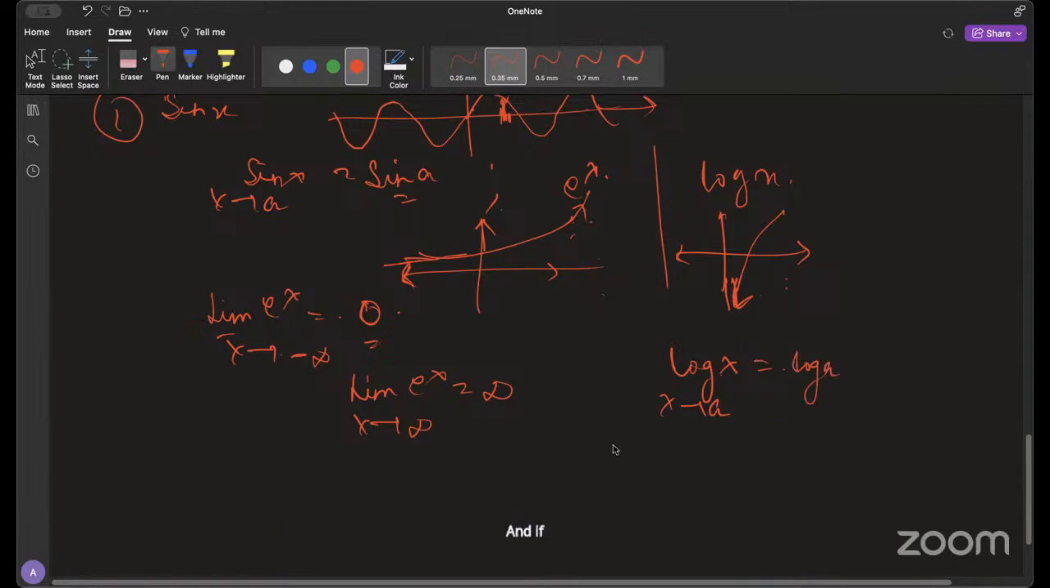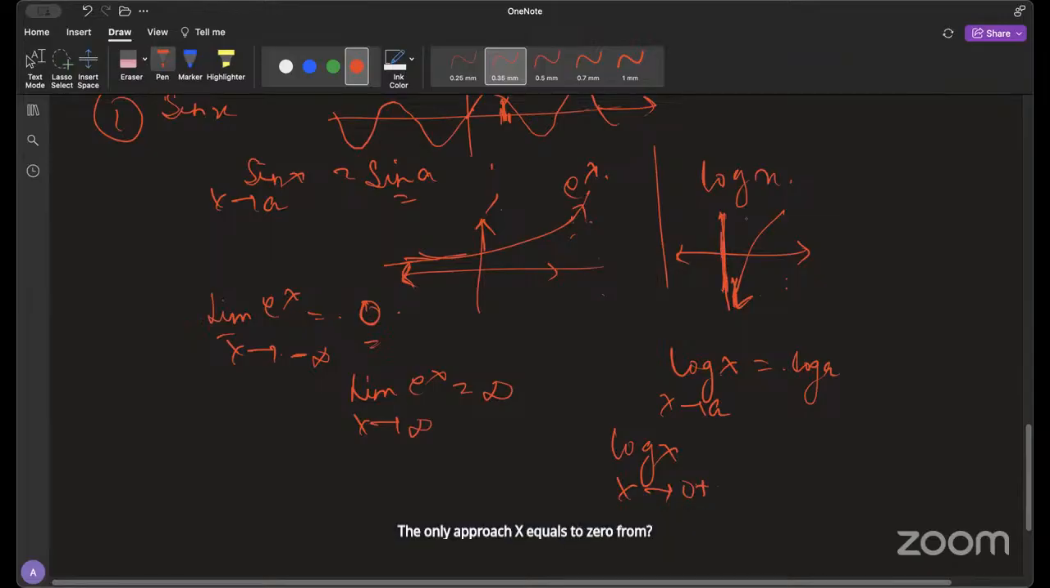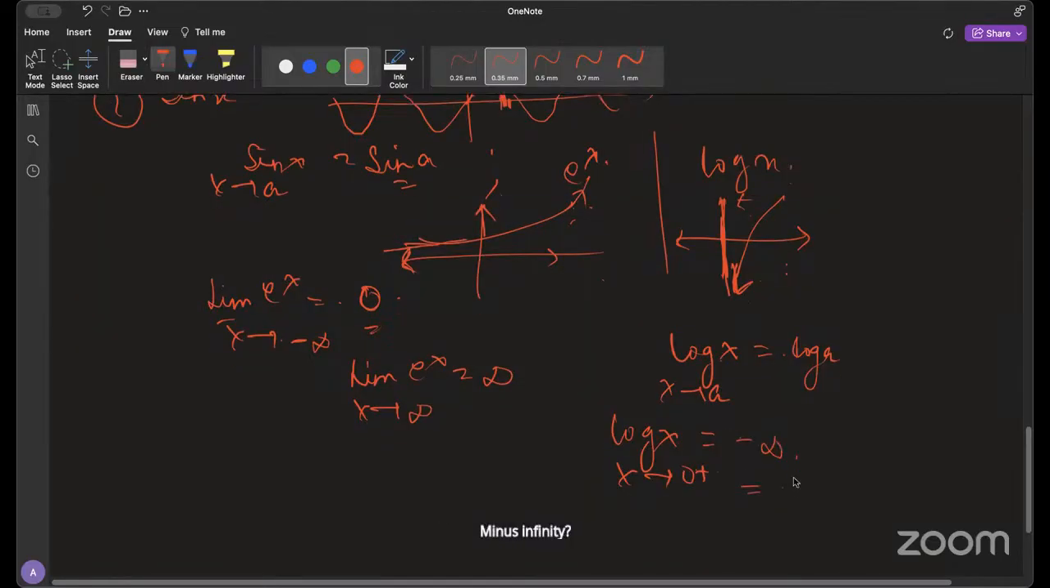And if you take log x when your x tends to 0 from the positive side, note that you can only approach x equals 0 from the positive side. So x tending to 0 minus won't even make sense. This is minus infinity.